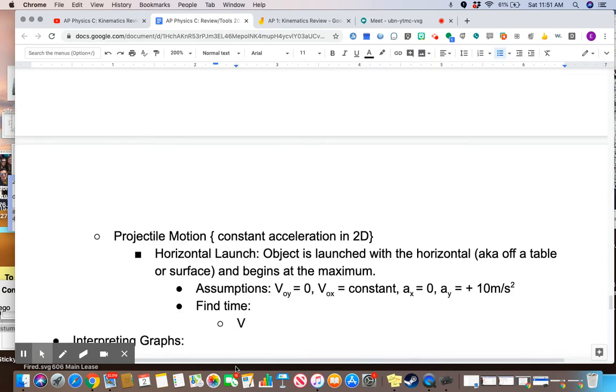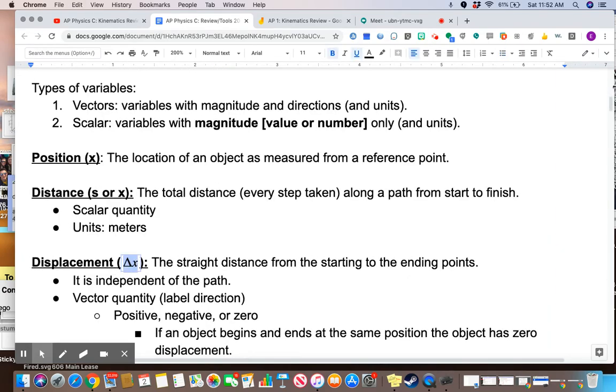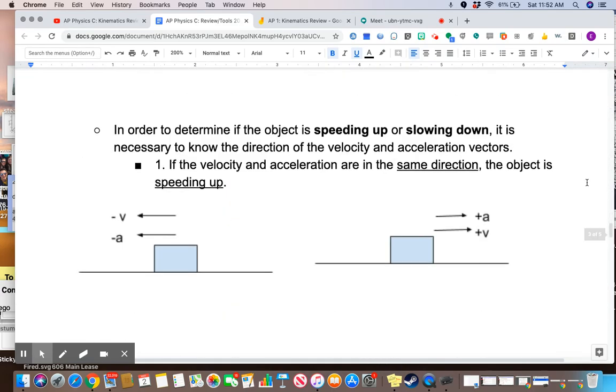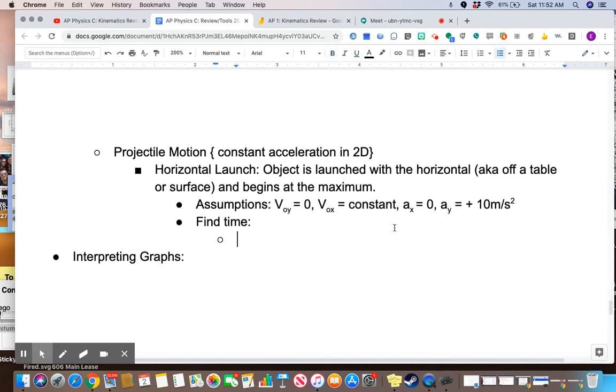So we have delta y equals the initial velocity in the y, which in this case is 0, times the time, plus 1/2 a times t squared. Okay, and we solve for t.